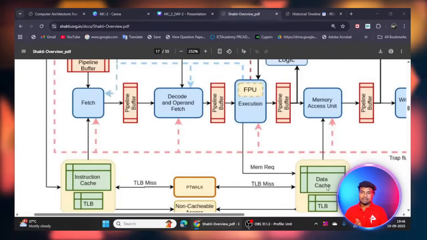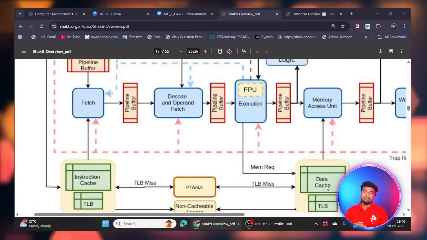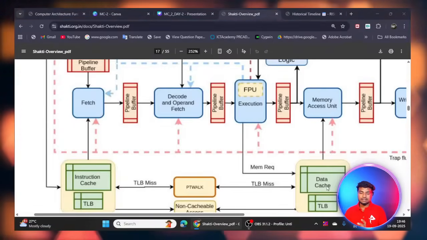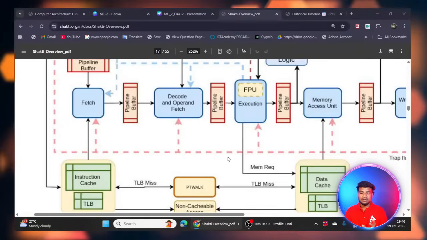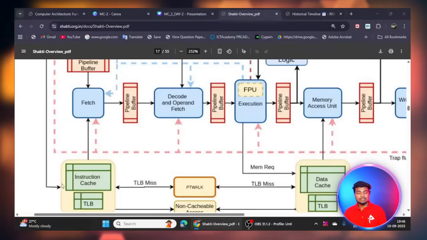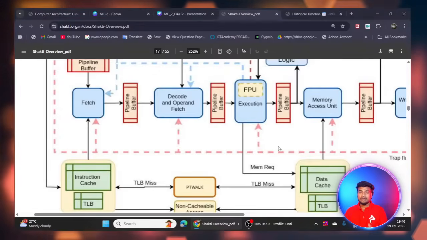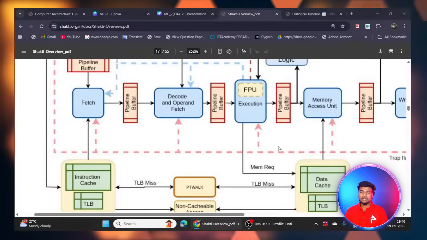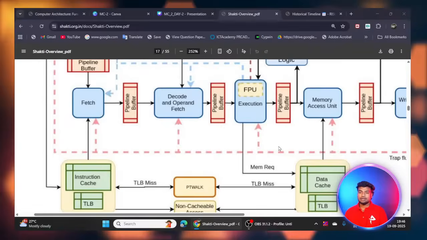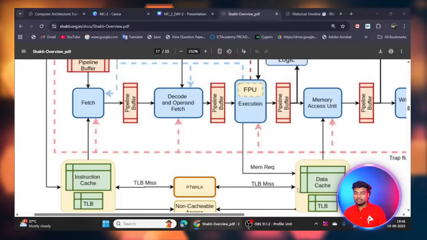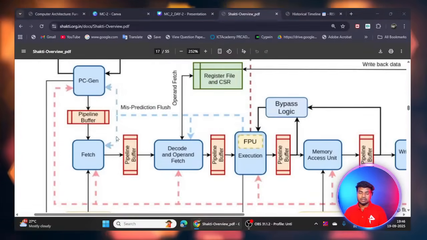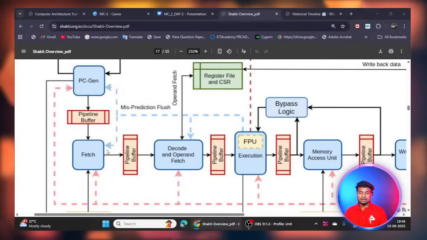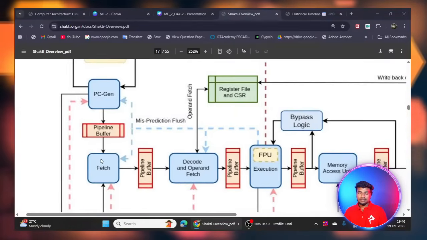So instruction means, for example, you are doing a equal to 5 plus 1. So addition is the instruction. That is stored in this instruction cache. Then data, the operands, means 5 is one data and 1 is another data. Those are stored in the data cache memory. And then here it will fetch the data.